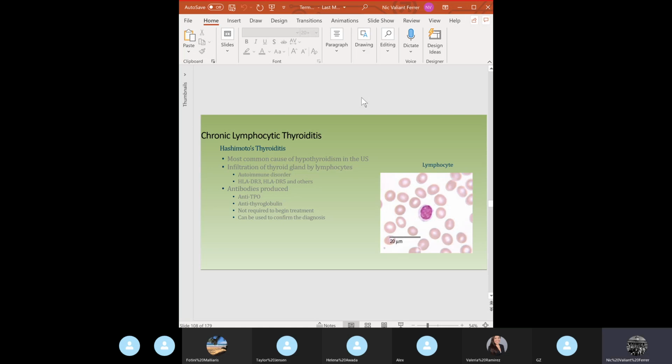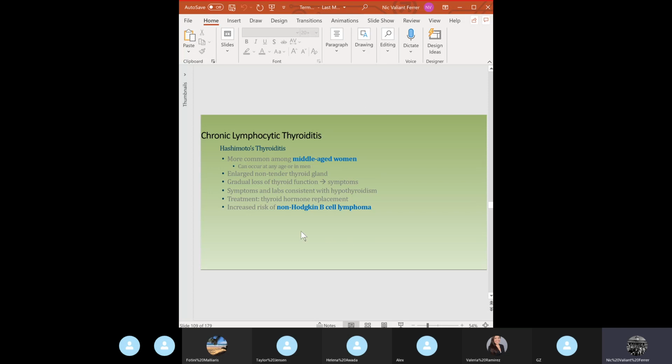Remember, the antibodies are not required to begin treatment. When you have a clinical suspicion that it is hypothyroidism, it's Hashimoto's, then you give treatment. And the antibodies can be used to confirm the diagnosis. So in the vignette, we're going to say HLA-DR3, DR5. You see anti-TPO and anti-thyroglobulin. The answer is Hashimoto's thyroiditis.